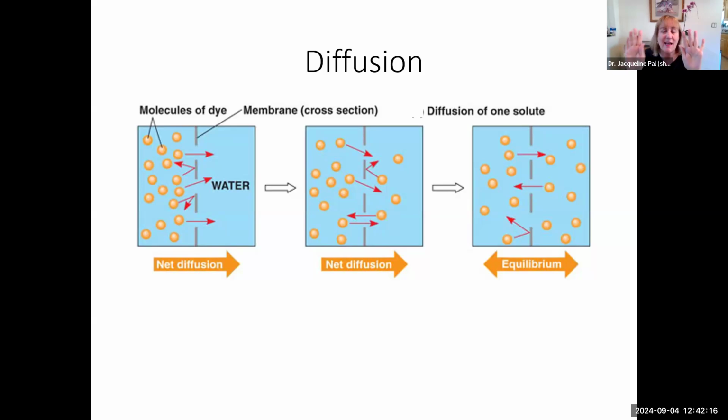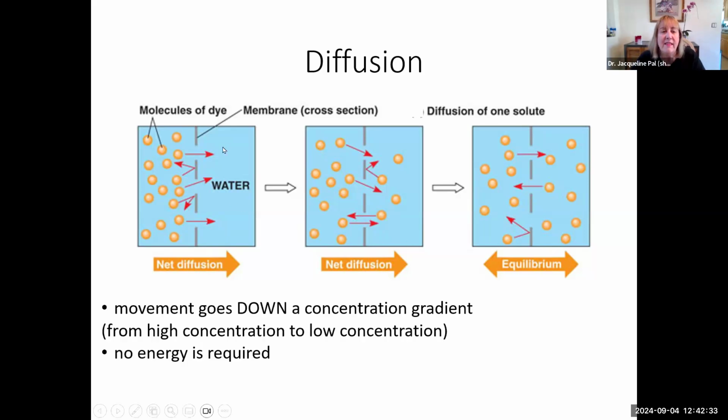At that point, it doesn't quit moving. They don't quit moving. What happens is the number of molecules moving from this side to there is equal to the number of molecules moving from that side to this side. So it is in equilibrium as far as movement goes. And moving from a side of high concentration to an area of low concentration is called going down the concentration gradient. It does not require any energy and will happen spontaneously.